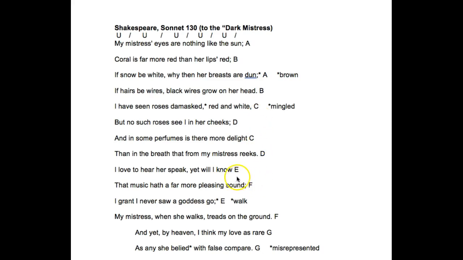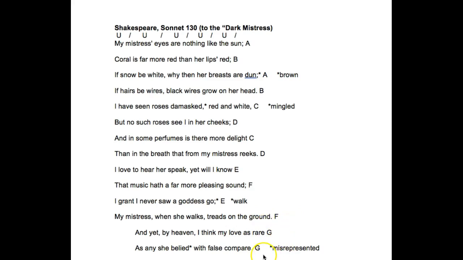He talks about how she doesn't glide like an angel. She doesn't walk like a goddess. She treads on the ground. And so he's invoking all of those things that Petrarch says about Laura in the first sonnet that we looked at. His solution, though, is an interesting one.